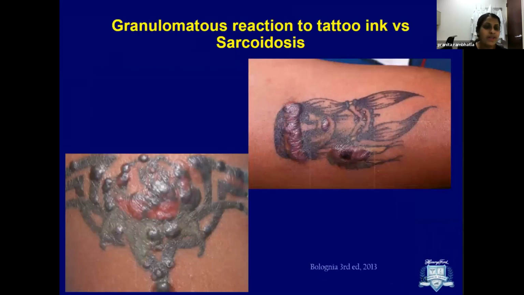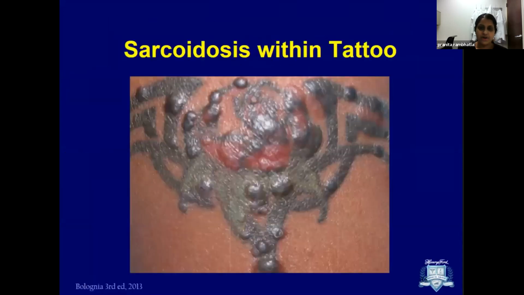All right. One of these pictures is granulomatous reaction to tattoo ink, and the other is sarcoidosis. So I'll give you a sec to pick one. This is sarcoidosis within a tattoo.